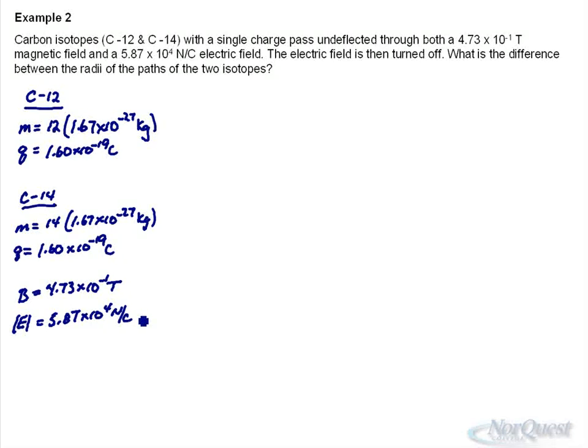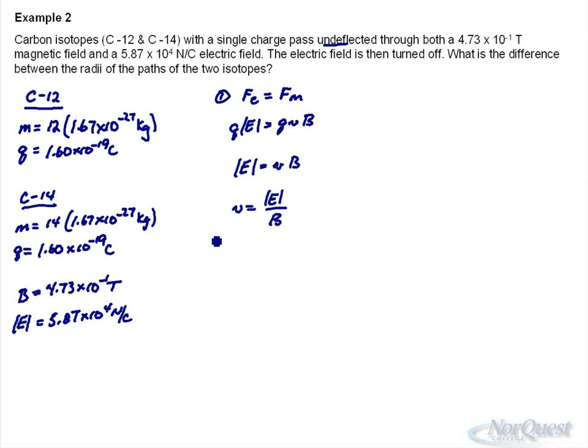So the first thing we're going to do again is set up the velocity selector. Undeflected tells us that Fe equals Fm. Again, QE equals QVB. Electric field equals velocity times magnetic field, and velocity equals electric field divided by magnetic field. Been there, done this in the last example.